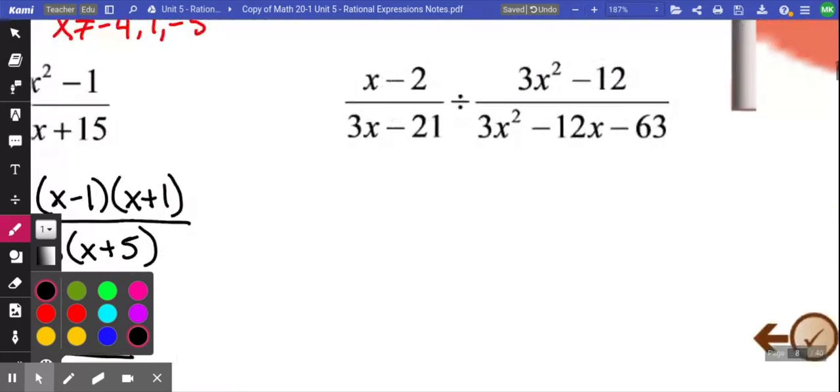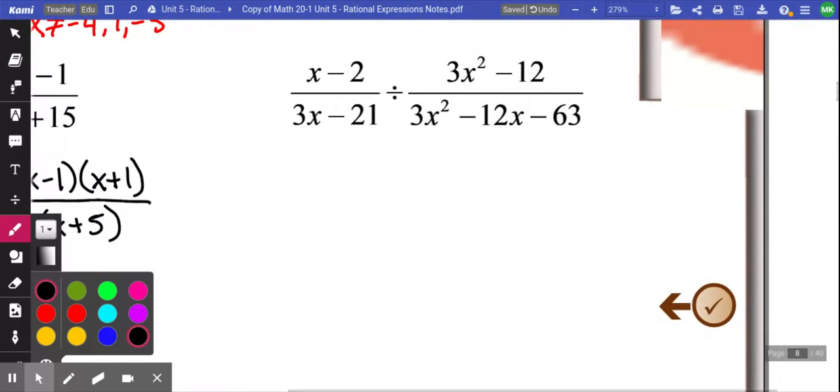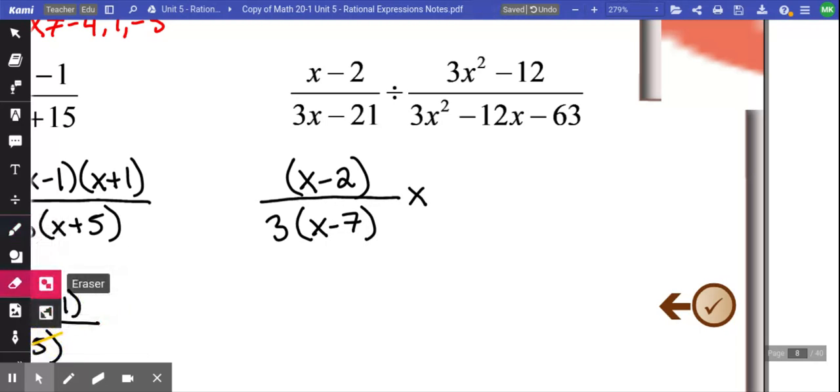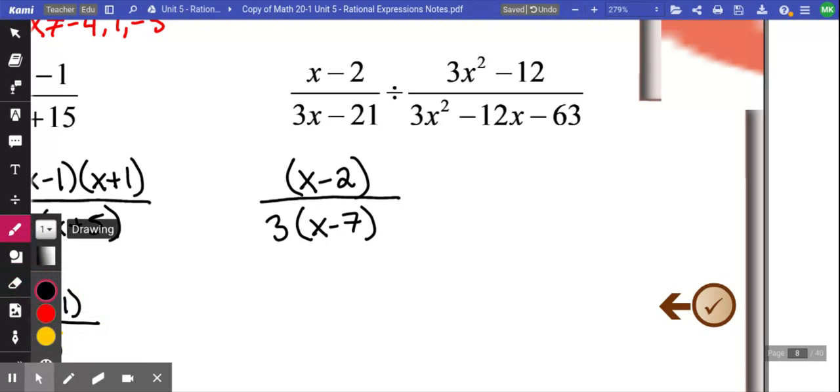All right, over here. First step, we're going to factor. I have x minus 2 on the top. In the denominator, I take out a 3. I'm left with x minus 7. Division turns into multiplication. Oh, let's not do that yet. Let's leave it as divide. Let's not try to do too many things at once here, Mr. Kennedy.